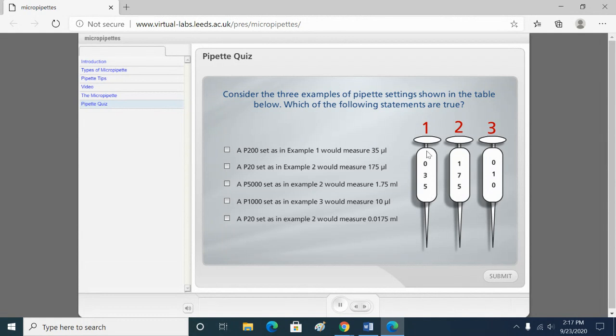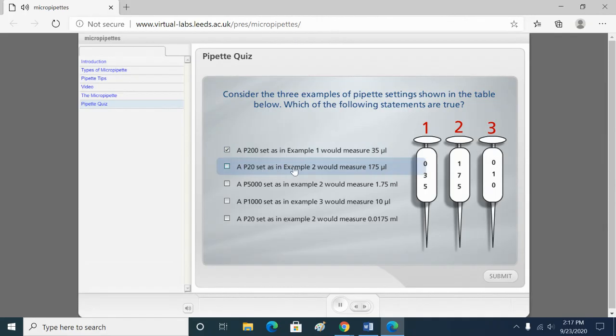If this is a P200, and it's set for 0.35, I would say 35 microliters? I would say yes. You say yes? Yes. Anybody else say yes? Yes.